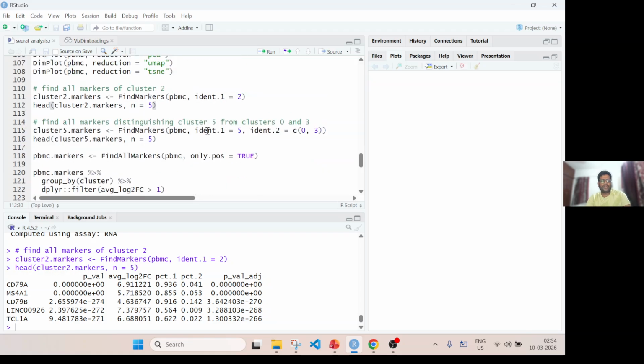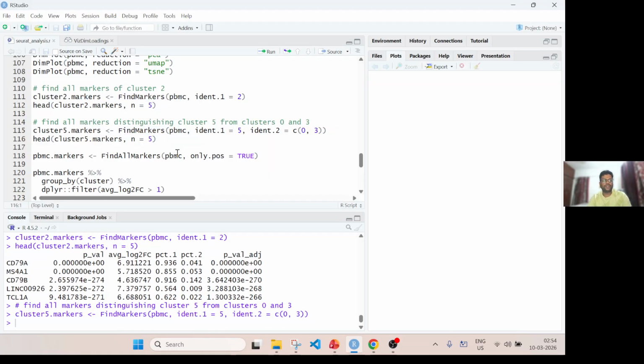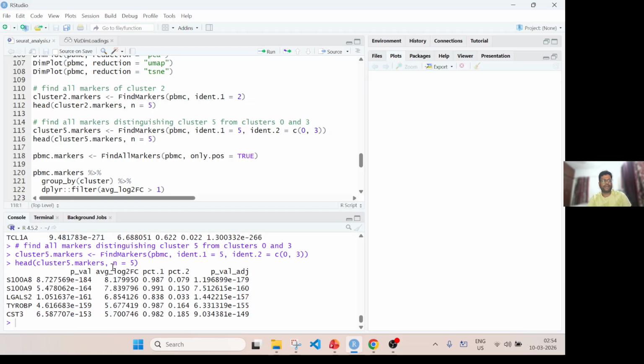Again, you can also do it like this: I want my first group to be cluster number 5 and my second group to be not everything, just clusters 0 and 3. So that way you are comparing two groups. Group 1 is cluster 5, the second group is clusters 0 and 3, and you are calculating with the FindMarkers function. So these markers are cluster 5 specific.